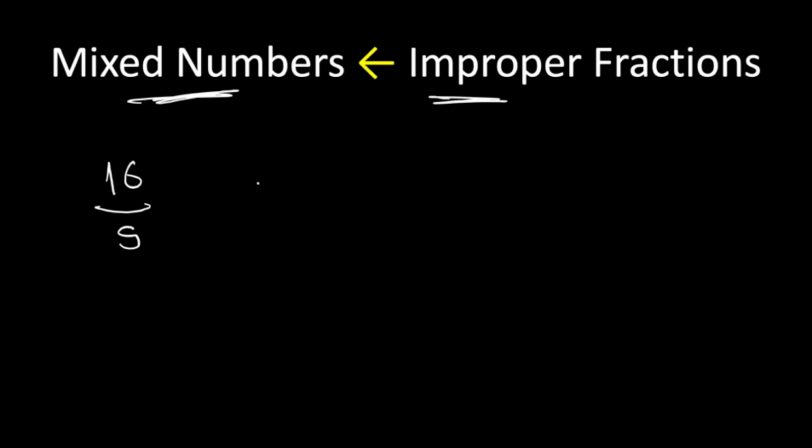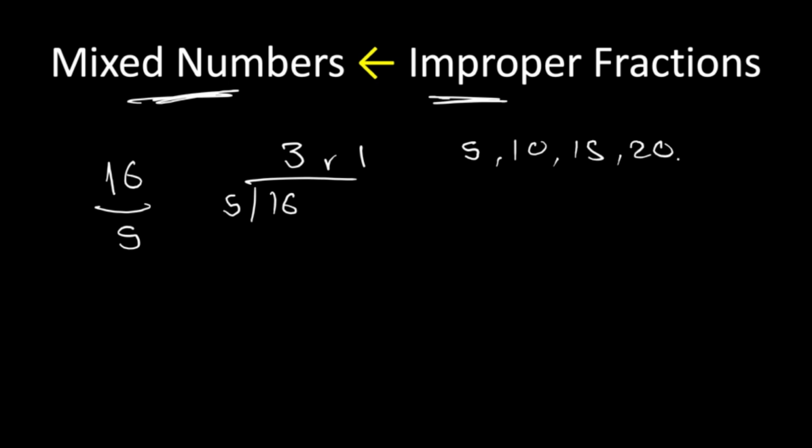First of all, you divide 16 by 5. So 16 divided by 5. 5 goes into 16 3 times, because 3 times 5 is 15, and it will give you a remainder of 1. Remember to list out your multiples of 5, just so that it makes it a bit easier for you.